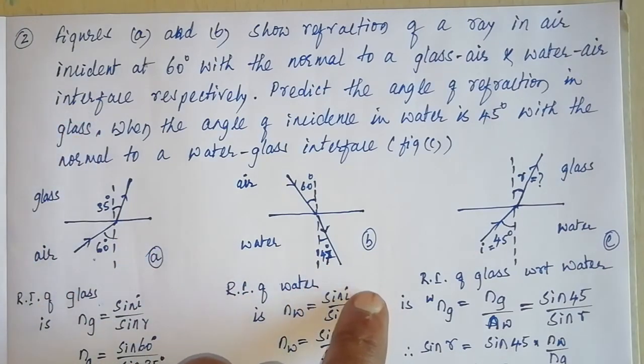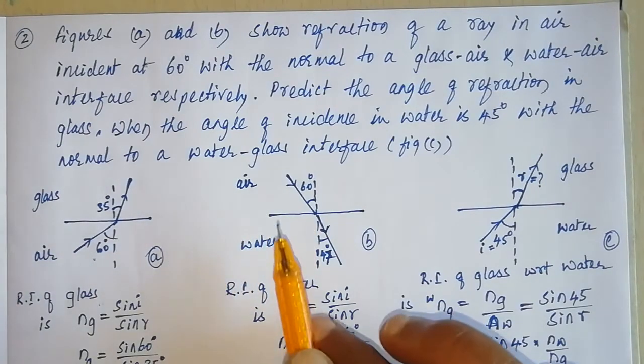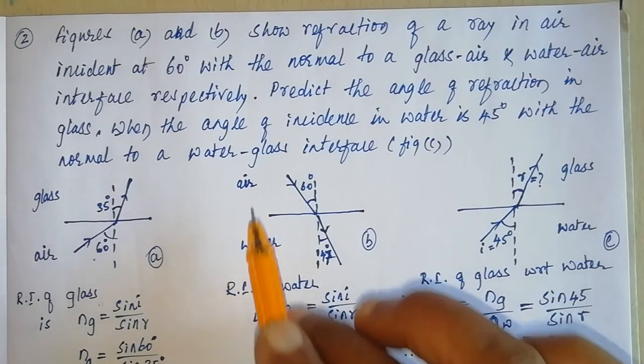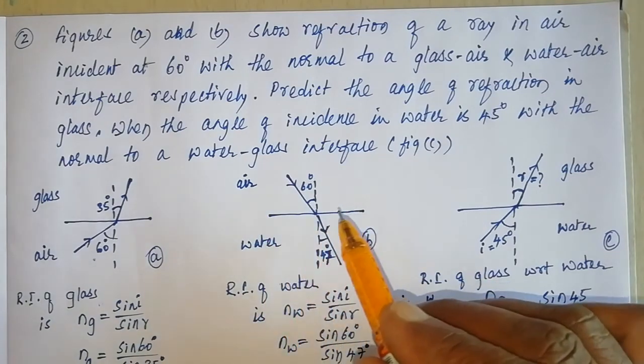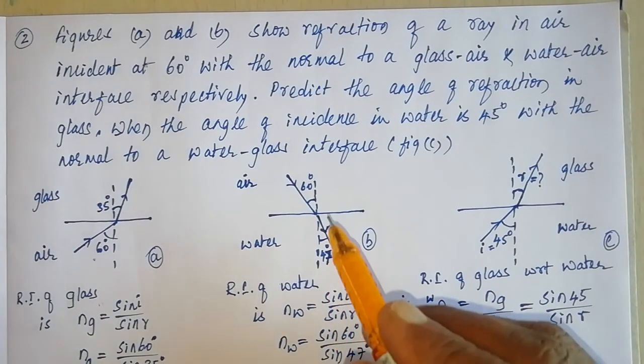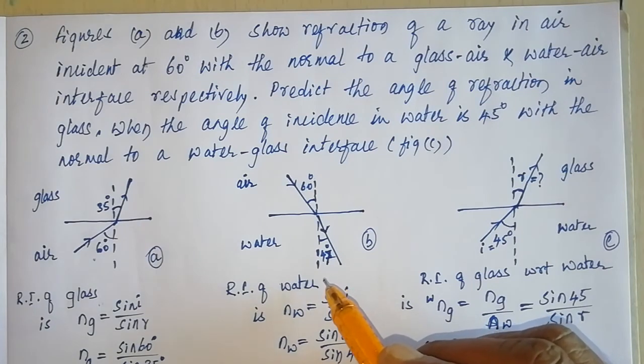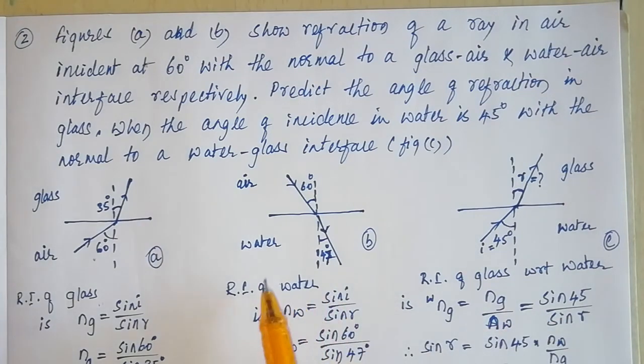In figure B, the light is traversing from air to water, rarer to denser. After refraction, the light bends towards the normal. The angle of incidence is given as 60 degree, and the angle of refraction is 47 degree. Here, the refractive index of water with respect to air, Nw, is sin i by sin r, which is sin 60 by sin 47.